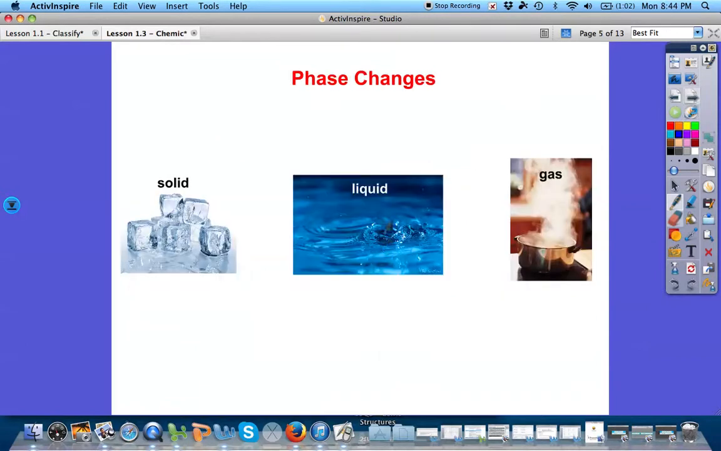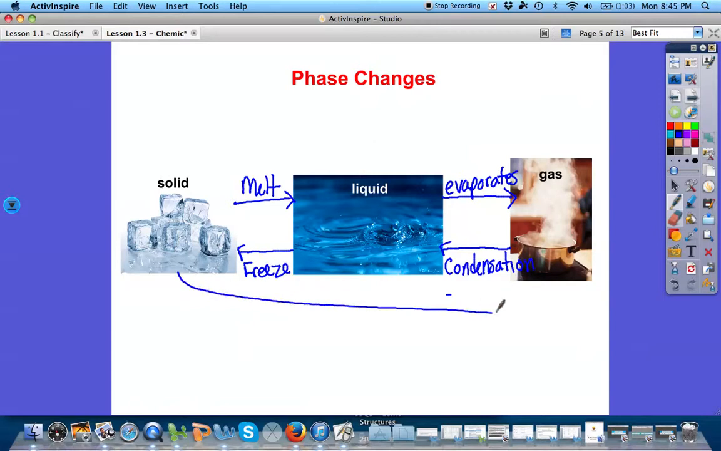Physical changes also include phase changes. So when we go from a solid to a liquid, it melts. When you go from a liquid to a gas, it evaporates. When you go back from a gas to a liquid, it's condensation. And a liquid to a solid, we're freezing it. Solid to a gas, that is sublimation.